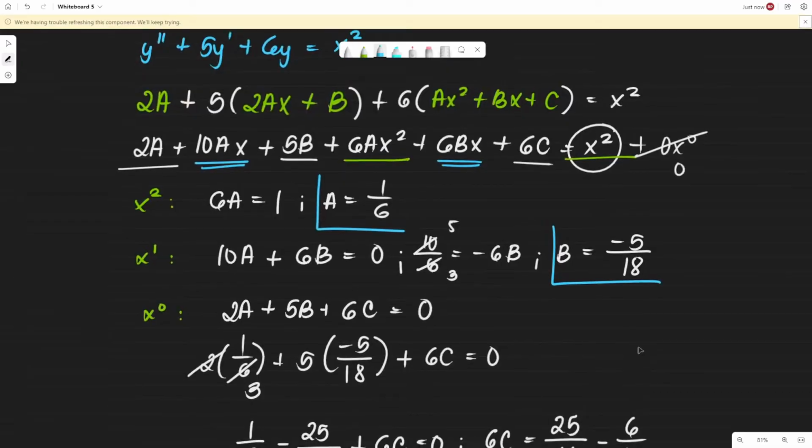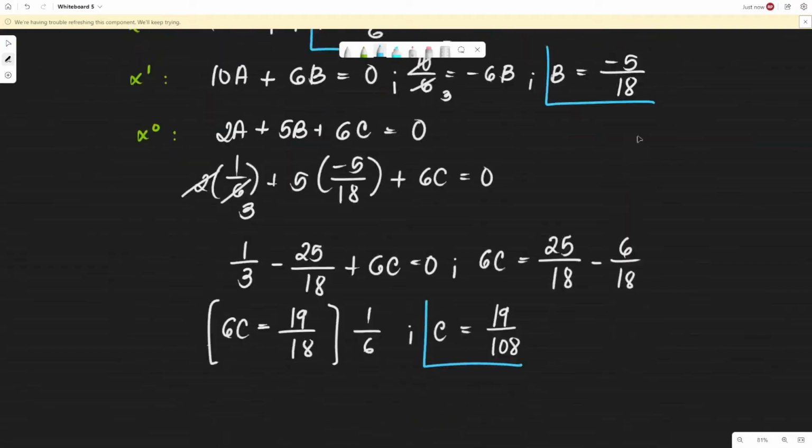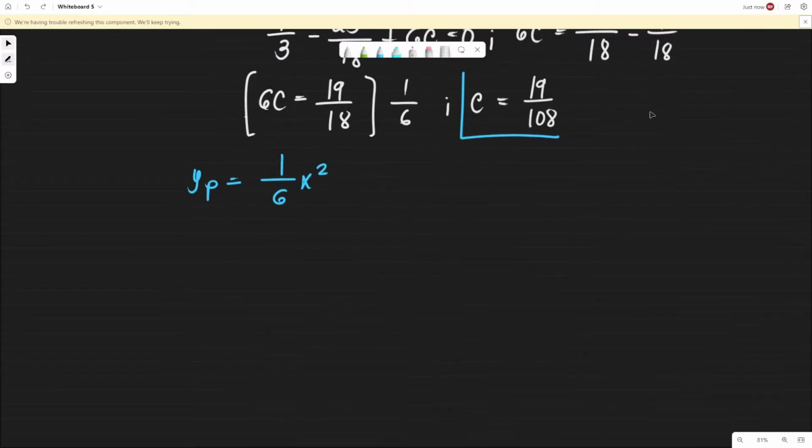No, ano yung YP natin? Again, that is AX squared plus BX plus C. No, so, we have here A is 1 over 6. So, we have here YP. It is equivalent to 1 over 6x squared. Ano yung B natin? That is negative 5 over 18. So, that is minus 5 over 18 X plus C. So, that is 19 over 108. Okay, so this is our Y of P.